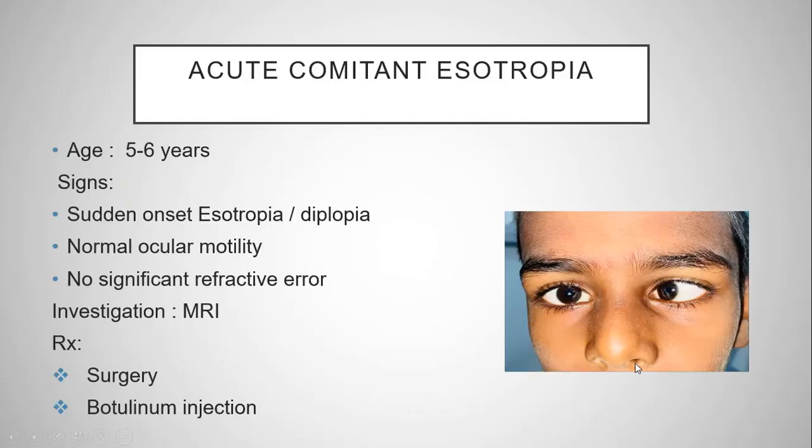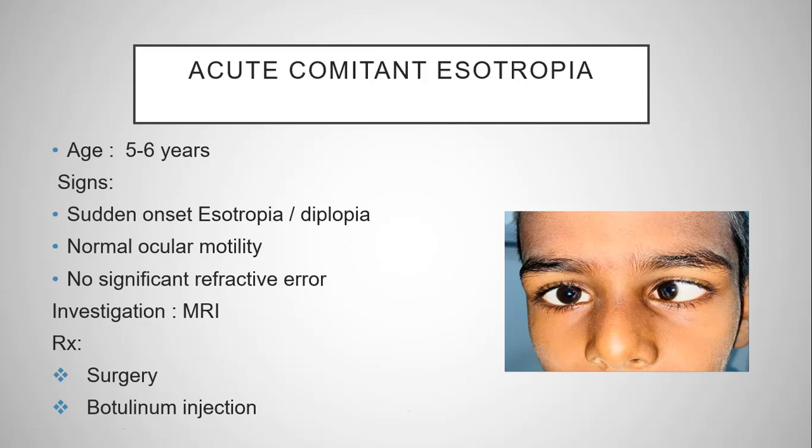Another type is acute comitant esotropia. This is mostly seen in 5 to 6 year old children, with sudden onset, and children complain of diplopia. Normal ocular motility is there, and there is no significant refractive error. In that child, you always have to do an MRI scan to rule out any neurological deficit. The treatment of choice, if the deviation is small, is botulinum injection, but if it is larger, then we plan for surgery.